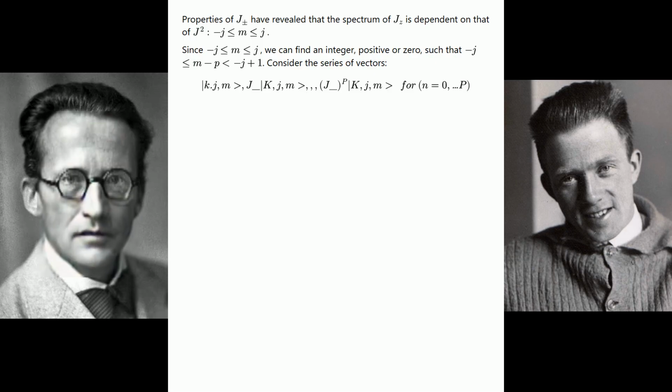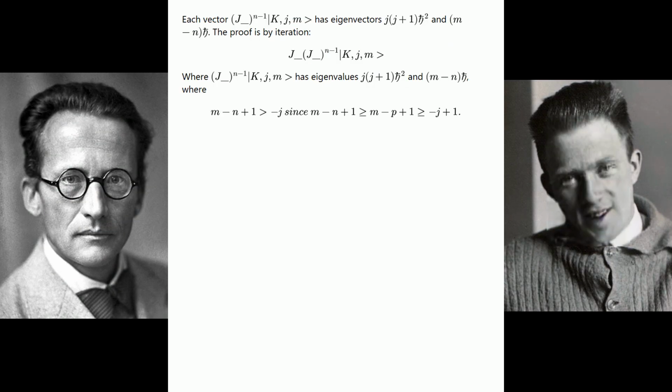Consider the series of vectors. See the equation shown. Each vector (J_-)^(n-1) |k,j,m> has eigenvalues j(j+1)ħ² and (m-n)ħ. The proof is by iteration. See the equation shown. Where (J_-)^(n-1) |k,j,m> has eigenvalues j(j+1)ħ² and (m-n)ħ, where see the equation shown.